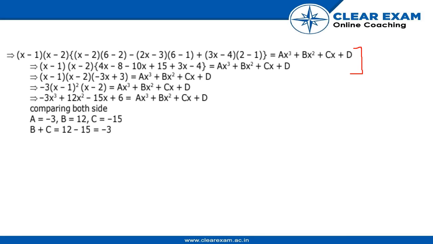On comparing both sides, we can find that a is equal to minus 3, b is equal to 12, and c is equal to minus 15. From here, we can calculate that b plus c is equal to 12 minus 15, which is equal to minus 3.